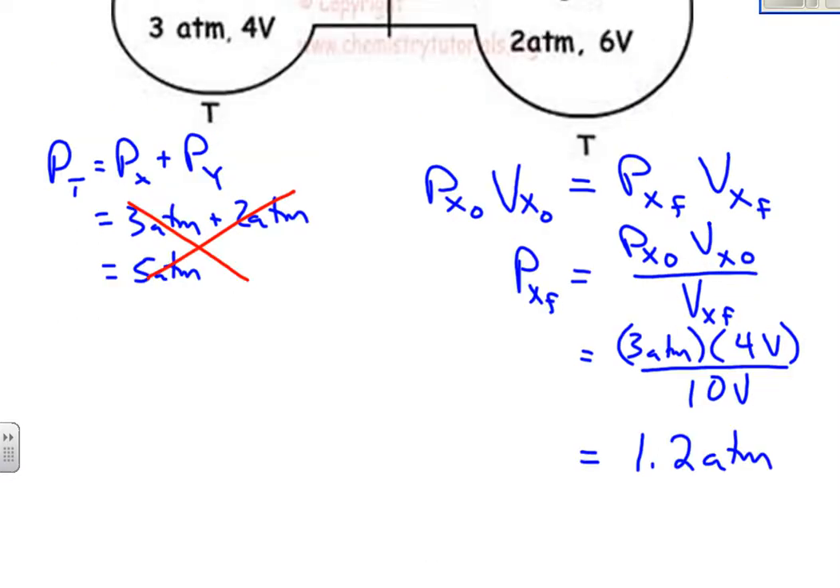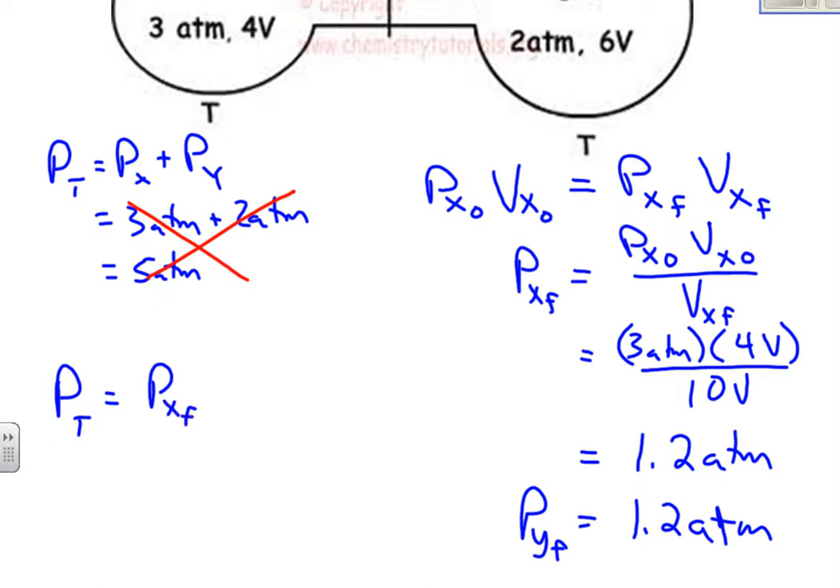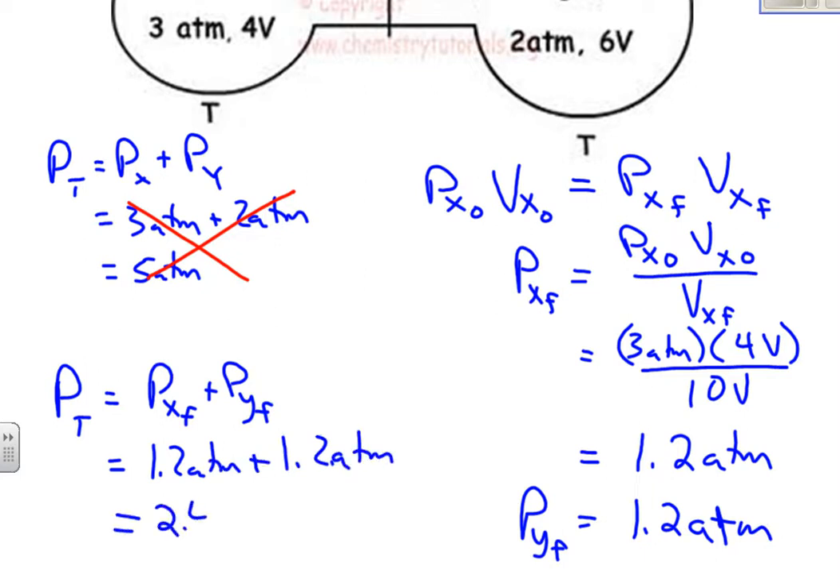Similarly, if you did a calculation for the pressure of gas Y, you would get a final pressure of also 1.2 atmospheres. Now we can go ahead and do the pressure total would equal the pressure of gas X final plus the pressure of gas Y final, 1.2 atmospheres plus 1.2 atmospheres gives us a final pressure of 2.4 atmospheres.